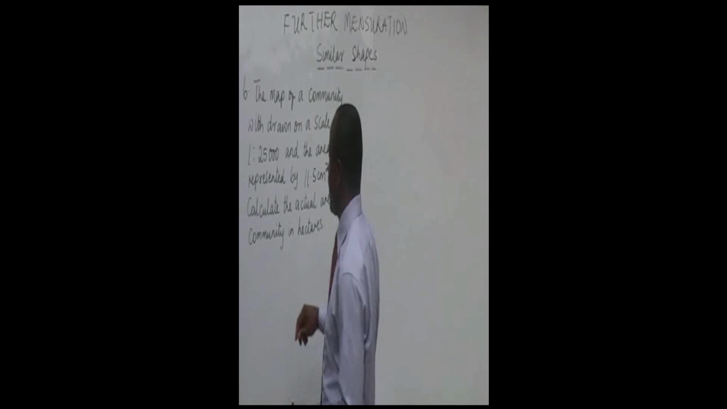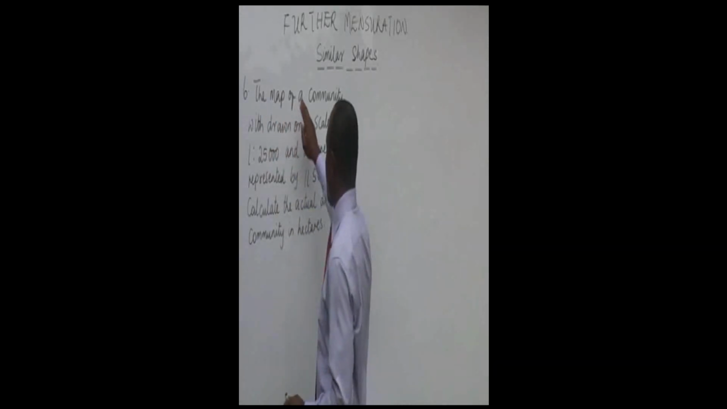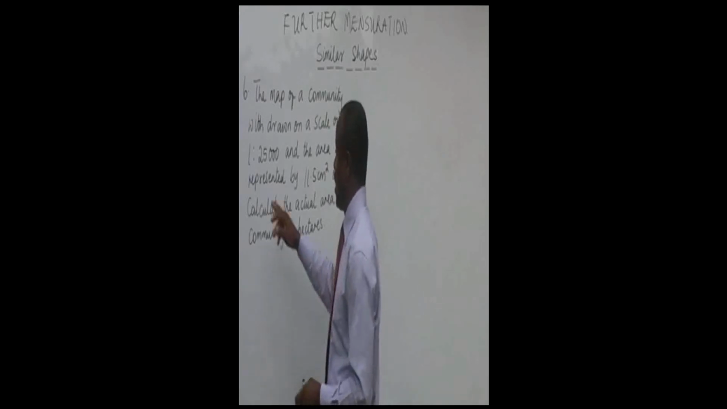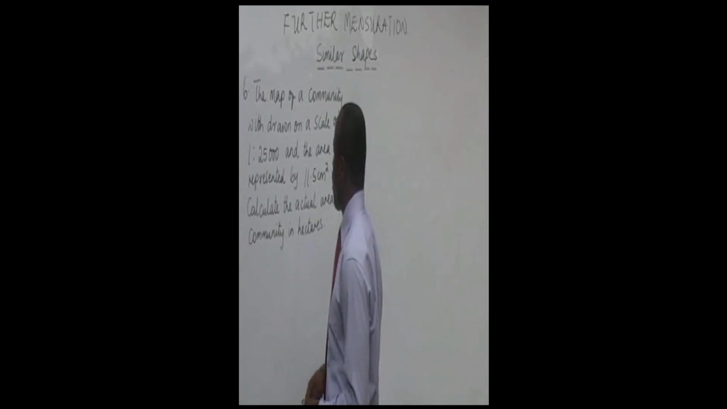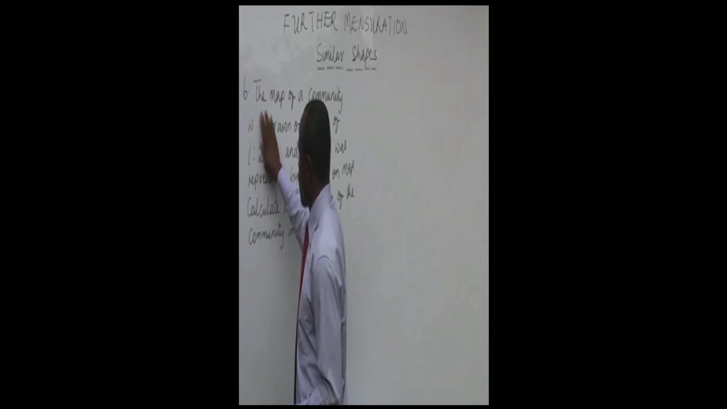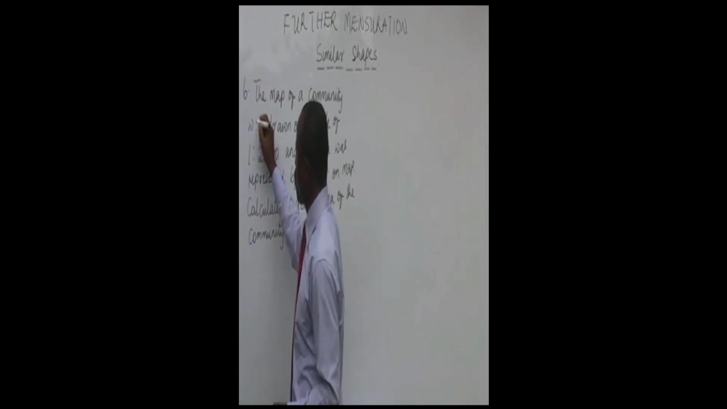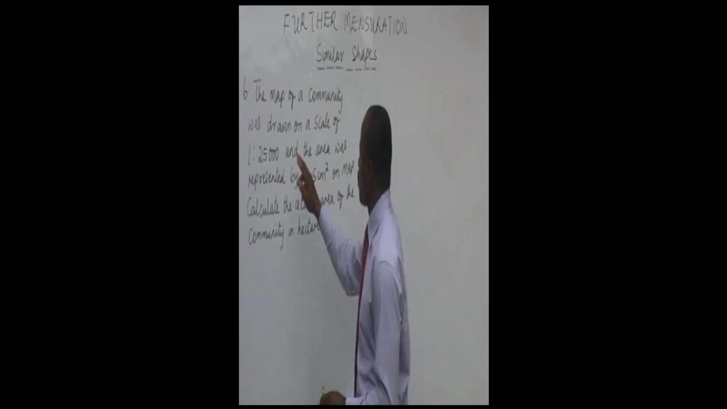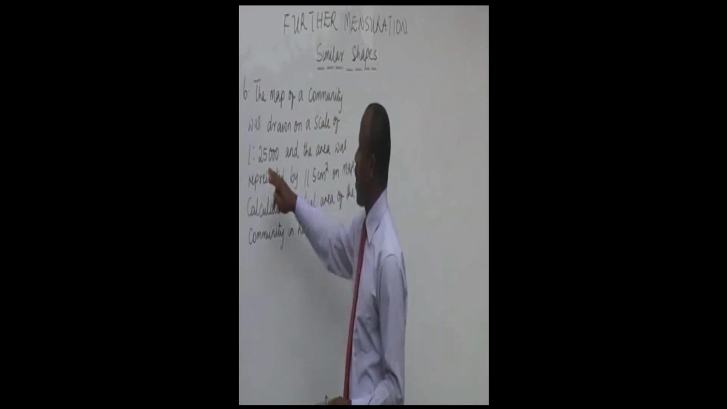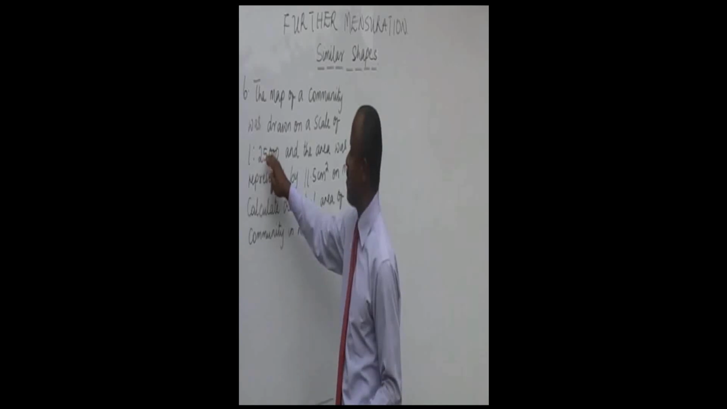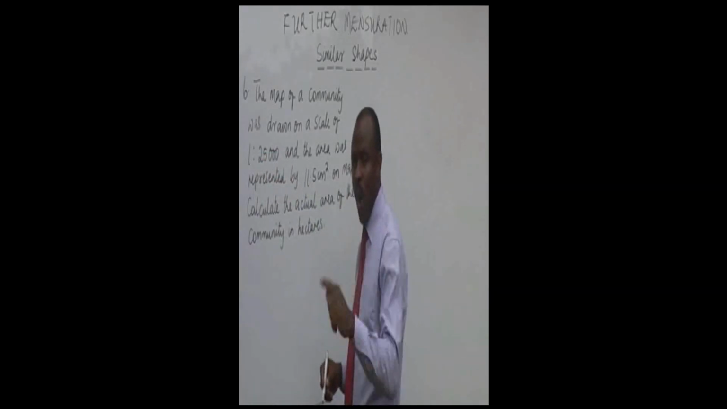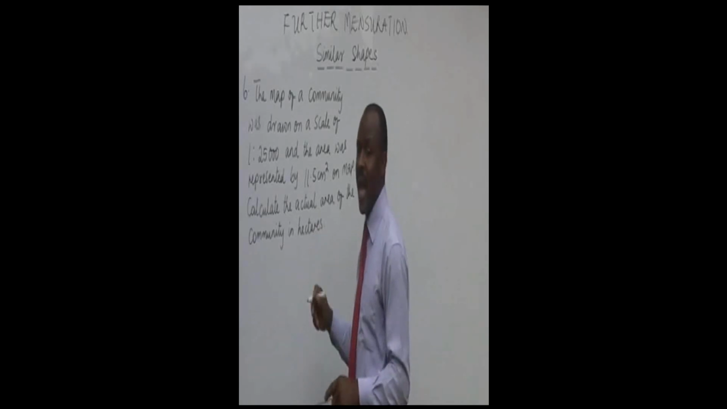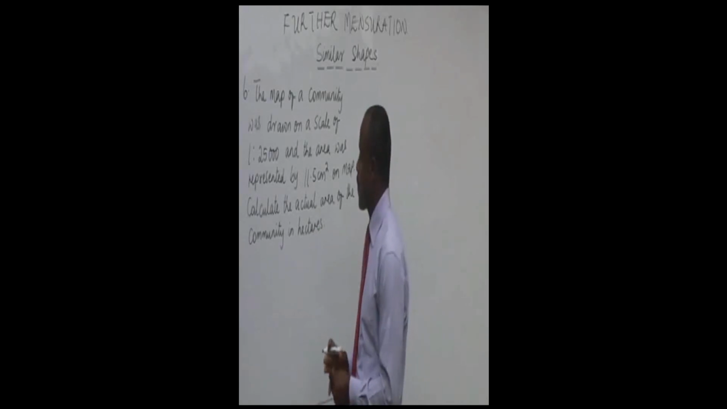Question number 6 says, the map of a community, maybe your community, was drawn, this should be "was drawn", not "withdrawn". We did not remove it. It was drawn on a scale of 1:25,000. One unit inside the map represents 25,000 outside the map on land.